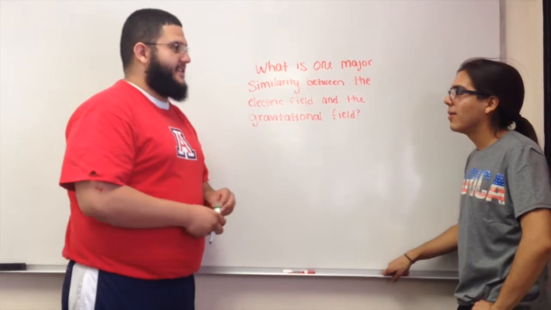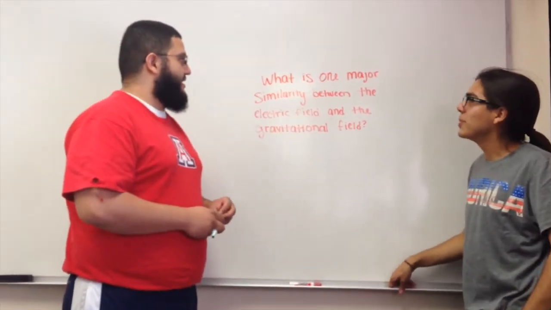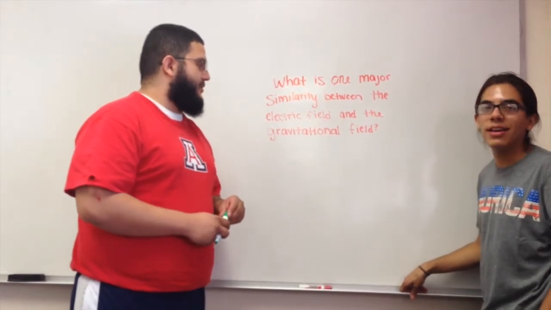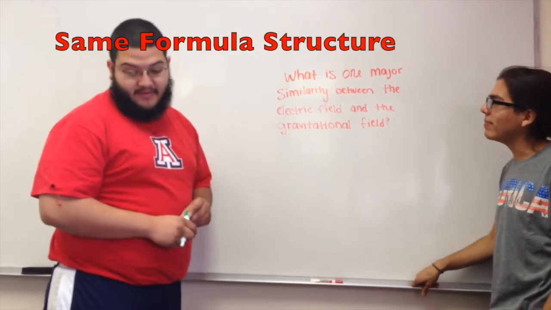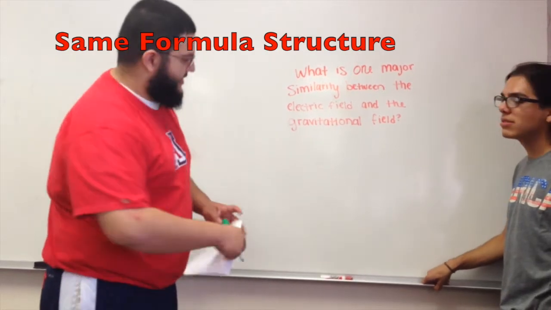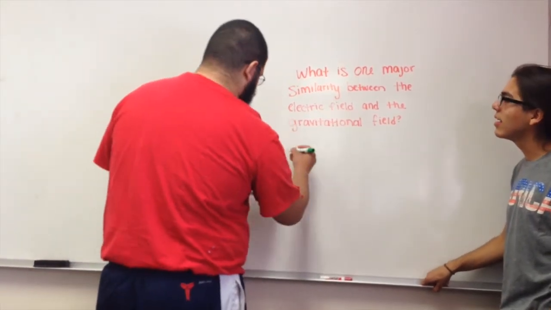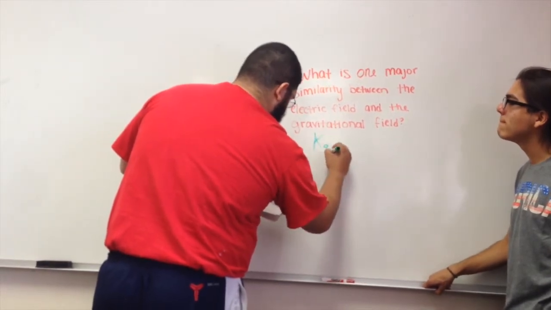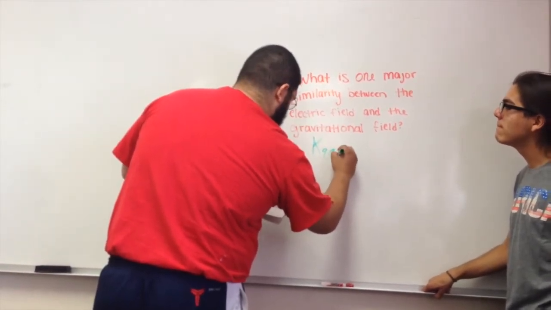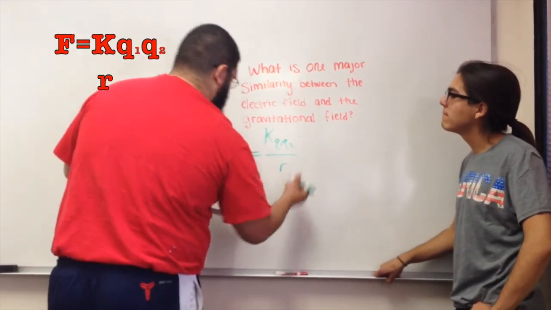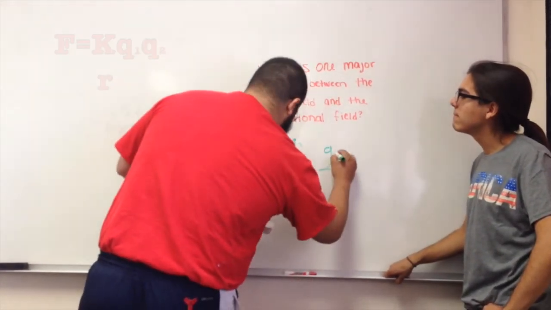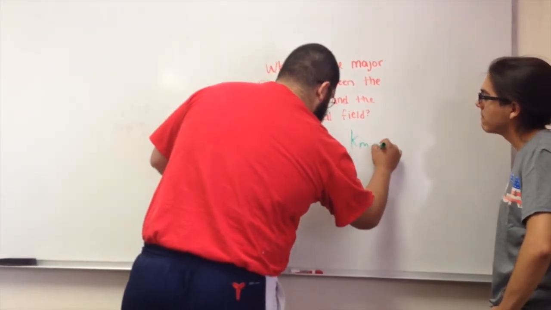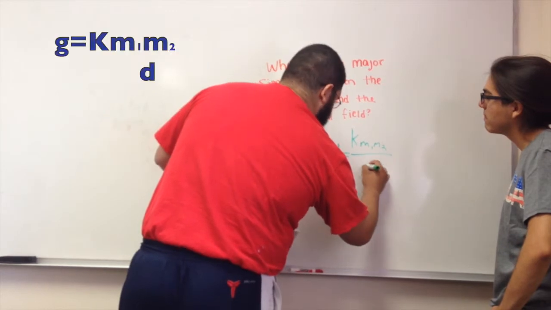Hey Jason, what is one major similarity between the electric field and the gravitational field? Well, they both have the same formula structure. For electric field, it's F equals K, charge 1 times charge 2 over R squared. And for gravitational field, it's F equals G, mass 1 times mass 2 over distance squared.